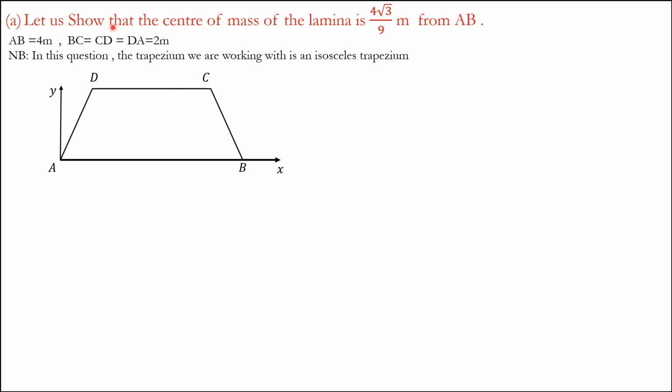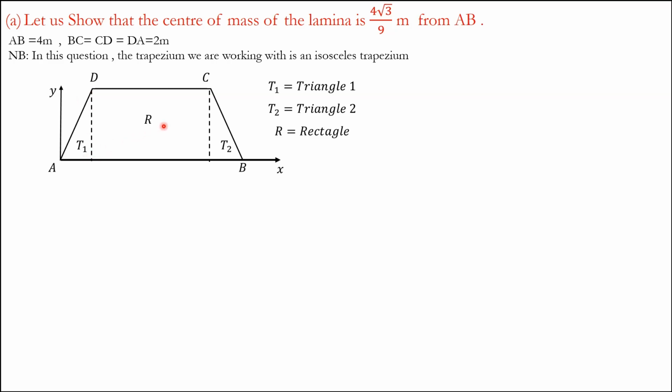Now, we are asked to show that the center of mass of the lamina is given by this. The best thing we can do is to split the isosceles trapezium into known portions. That is, we split the trapezium into 2 triangles and 1 rectangle. Why are we doing this? Because for the triangles, the distance of the center of mass from AB can be calculated on condition that we know this height h, which we are going to determine in the calculations.